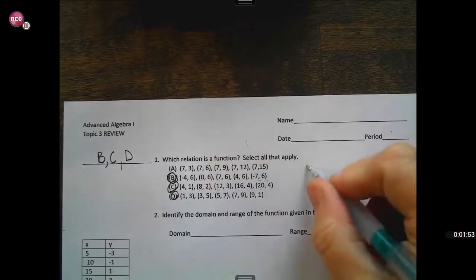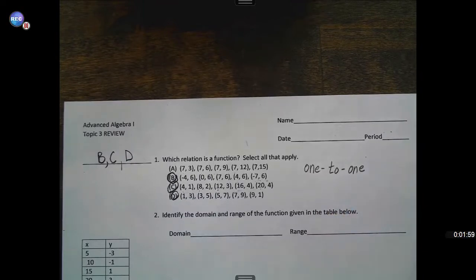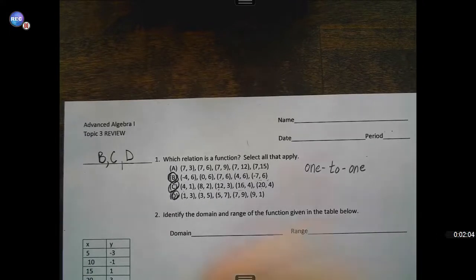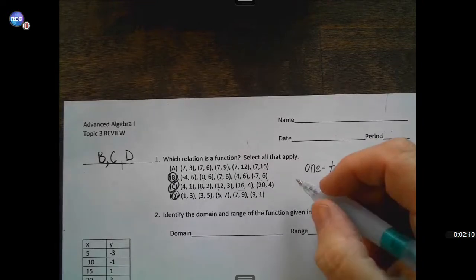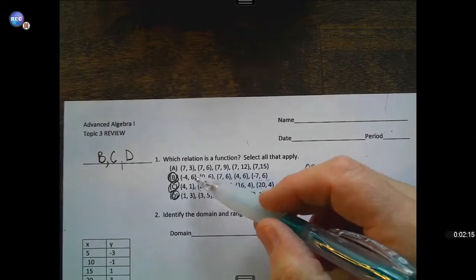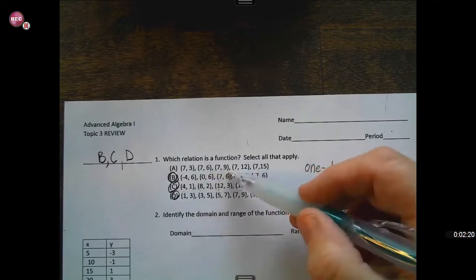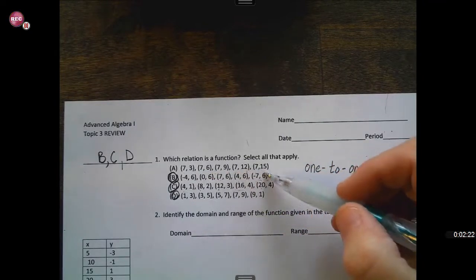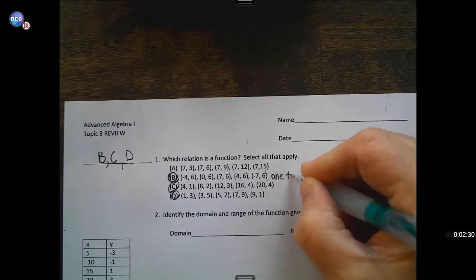In class and on homework, we also talked about whether or not a function is one-to-one. And in the multiple choice portion of the test, this also talks about being many to one. If I look at letter B here, the y value is 6, 6, 6, 6, 6. So we would say that this function is one to many.